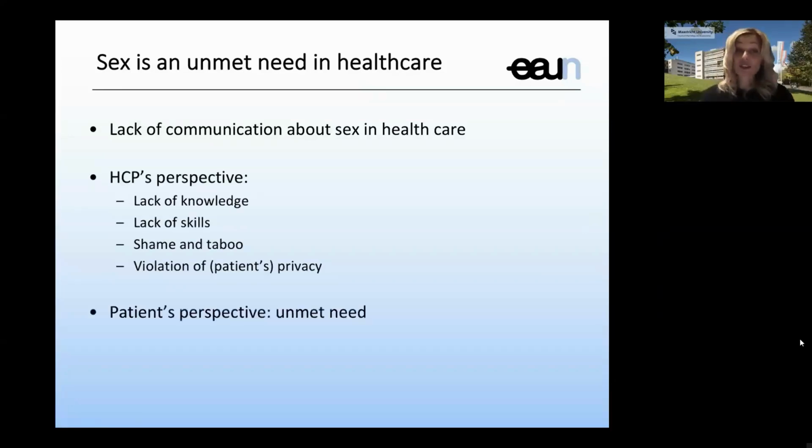Also from the side of the patient, there are some personal taboos and shame to talk about sex, but it is clearly an unmet need because from research we know that patients do indicate that they have concerns and questions about sexuality, but that they don't dare to bring it up themselves. And they also notice that their healthcare professional is not talking about sex.